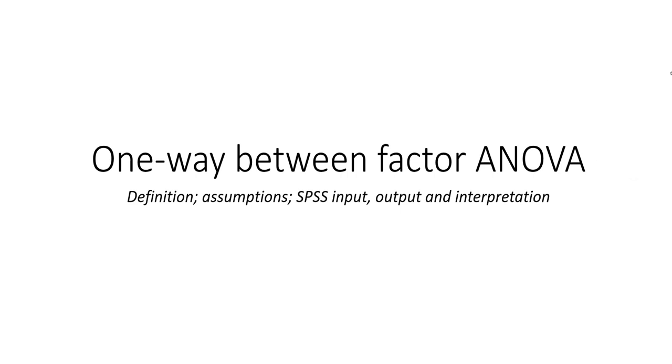Right, guys, so now I'm just going to go through how you'd perform a one-way between factor ANOVA in SPSS. This is slightly different to the one-way repeated factor ANOVA, which I'll go through in a separate video. So this is a one-way comparing between groups rather than, for example, over time.